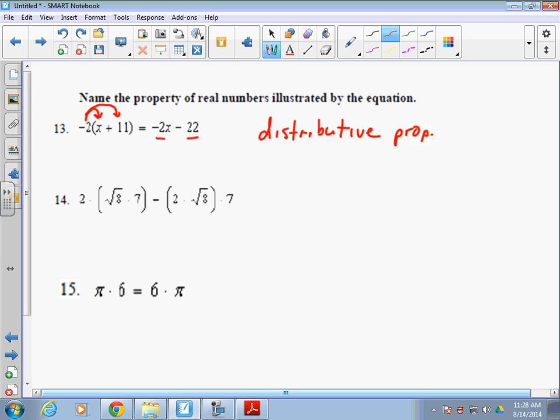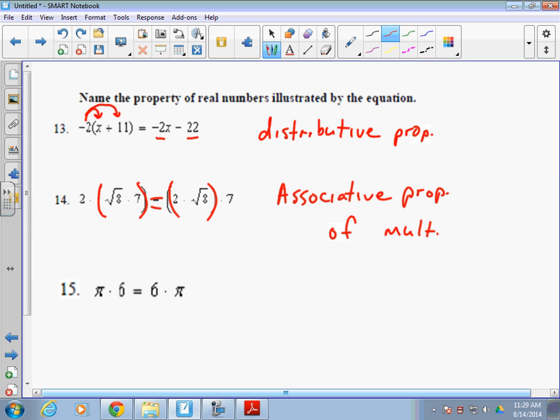2 times the square root of 8 times 7 equals 2 times the square root of 8 times 7. Notice the only difference between these two sides of the equation is which group's first. The radical and 7 are first on the first one, and 2 and a radical are first on the second one. The order doesn't change, but the way you group them, or the way it's associated, does change. So this is actually the associative property, and it's of multiplication this time because you're multiplying. Again, that's the part that people leave off because they think it's so easy.